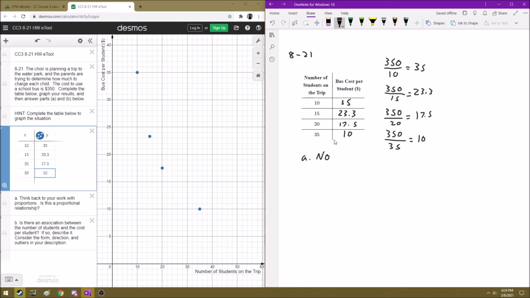So the relationship is negative. It is decreasing over time. So it's a negative association. And it also doesn't look like it's linear. It looks like a non-linear relationship because the points are not in a straight line. It looks like it's leveling out and becoming less and less steep as we go. So it would be a negative non-linear association.